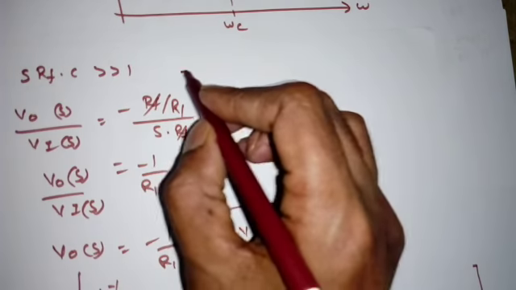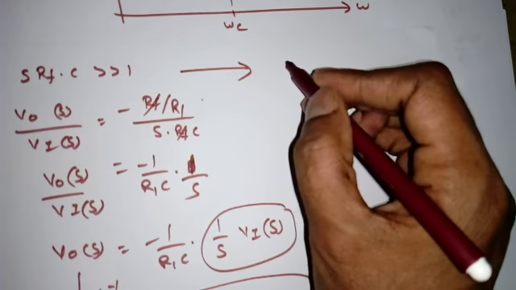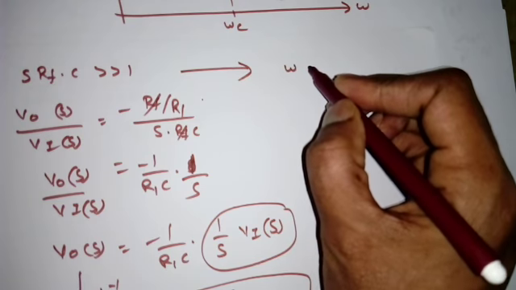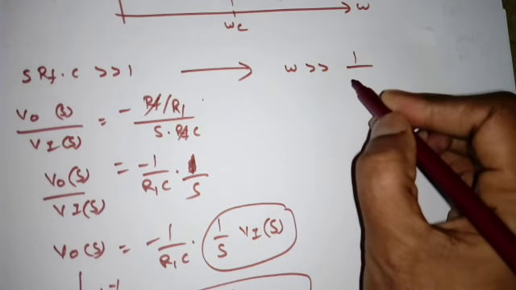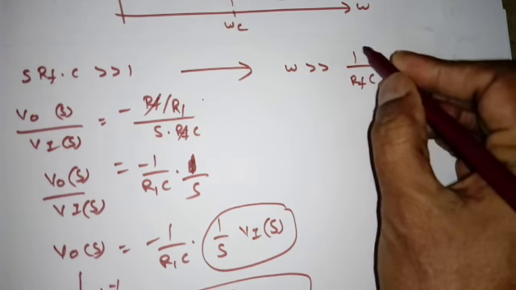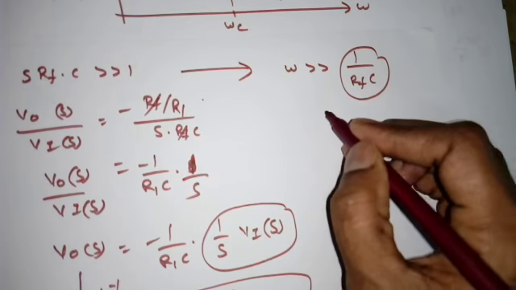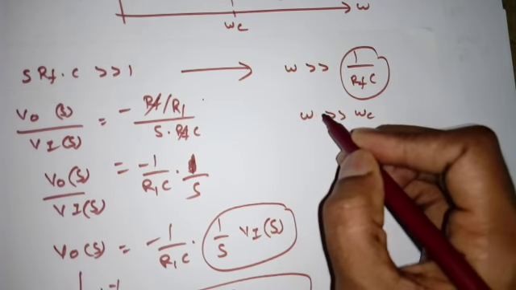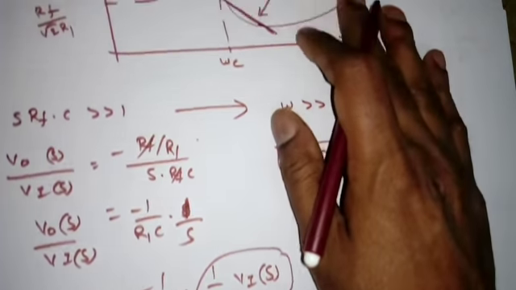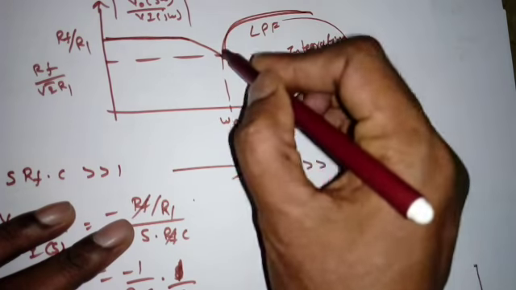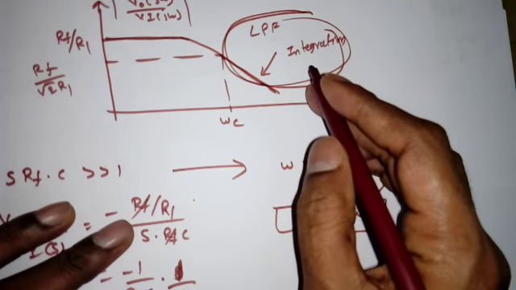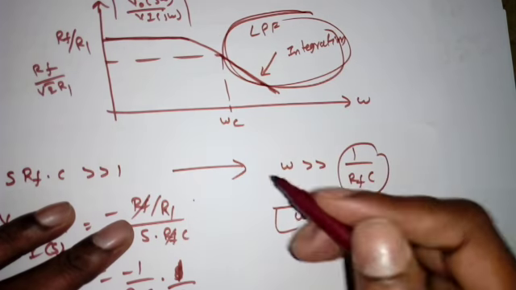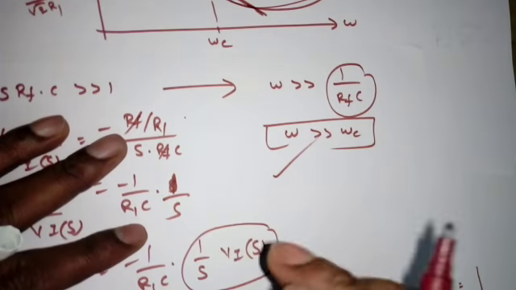So we are getting the integration of the input when we assume S into RF into C is very much greater than 1. If I take the magnitude, this becomes omega is very much greater than 1 by RF into C. What is this 1 by RF into C? Cutoff frequency. So when the frequency is greater than this cutoff frequency, we will get the integration. So integration of the input is equal to the output voltage. Right? So remember this point.